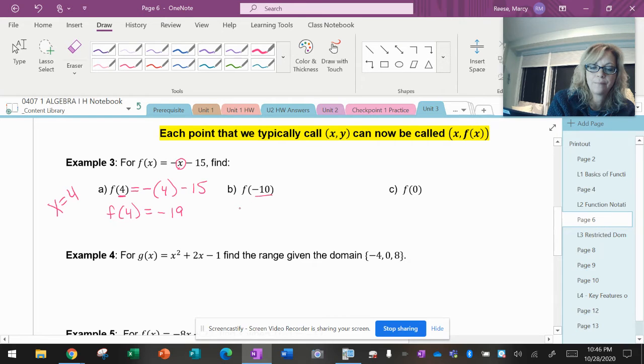I'm going to come here. And I am going to replace all x's with negative 10.